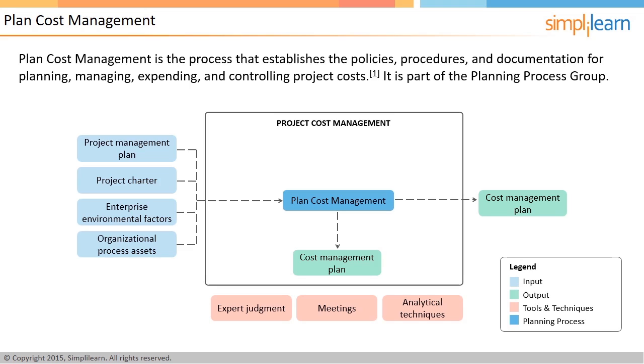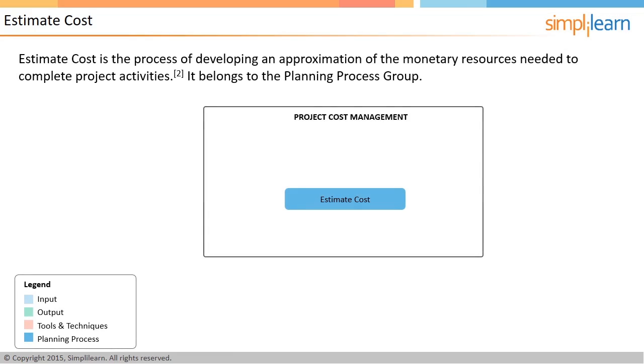Estimate cost. Estimate cost is the approximation of the monetary resources required to complete a project activity. Cost of a specific activity is estimated based on the information available at that point of time. As the project team gets more information about the project, the activity cost estimation may change. Let us look at the inputs of this process.